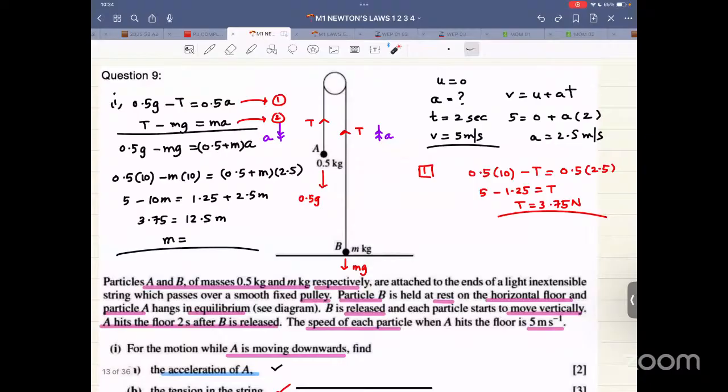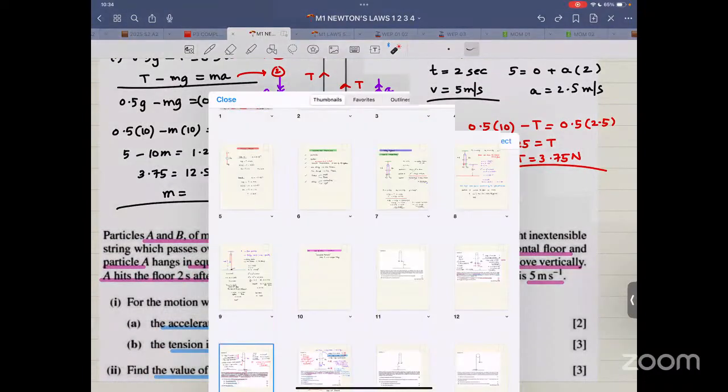Nice question. Now the first part is 0.5g minus tension is 0.5a. So A is going down and B is going up, so T is greater than mg: T minus mg is ma. Adding, 0.5g minus mg is (0.5 plus m) into a. Now the value of a is given. How is it given? We calculate it from here: initial velocity is 0, acceleration is unknown, time is 2 seconds, final velocity is 5, so a is equal to 2.5. Now plug this in over here and you'll find the value of m. So it's the same question as before with a slight twist.